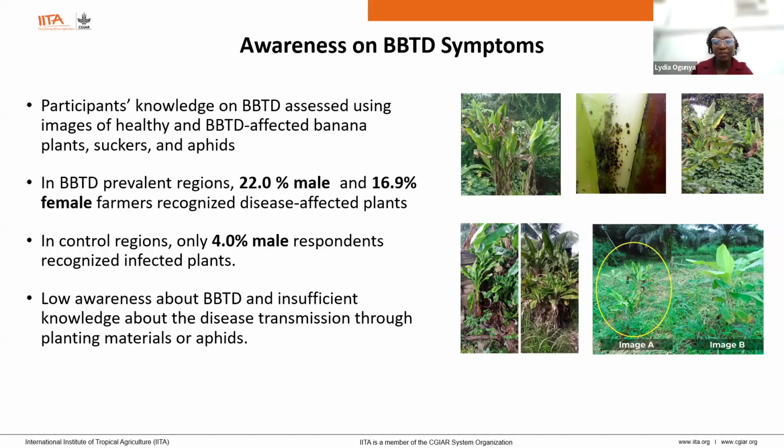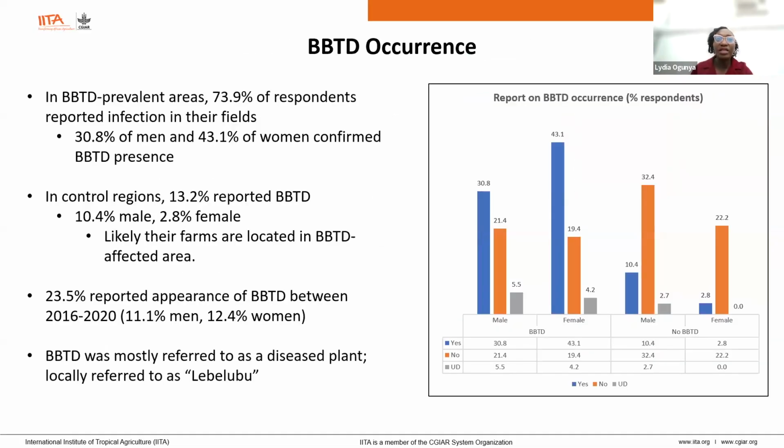However, the majority of the farmers knew that the plant was affected, but they couldn't trace it down to BBTD. In the control regions, we found only 4% of the males recognizing the affected plants. In fact, the females were surprised to see a banana plant grow in this way. So there is low awareness about banana bunchy top disease and insufficient information about disease transmission through planting materials in the region.